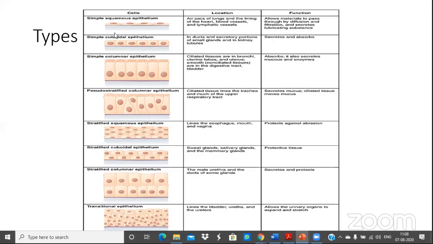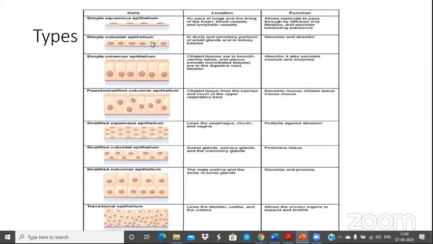Simple squamous epithelium. Simple means a single layer. Squamous means a flat structure, and the cell looks flat, like tiles or like a mosaic. This kind of shape is called squamous. So these particular cells are called simple squamous epithelium. The air sacs or the inner lining of your mouth are all called simple squamous epithelial tissue. You can see other functions and their locations, right?